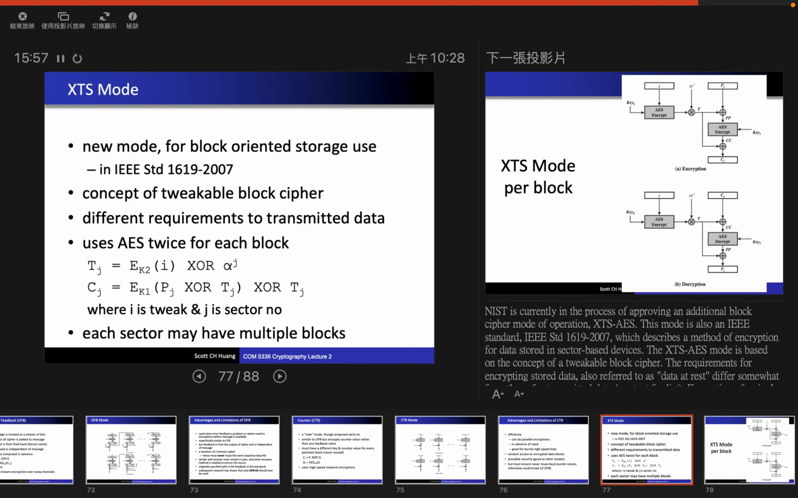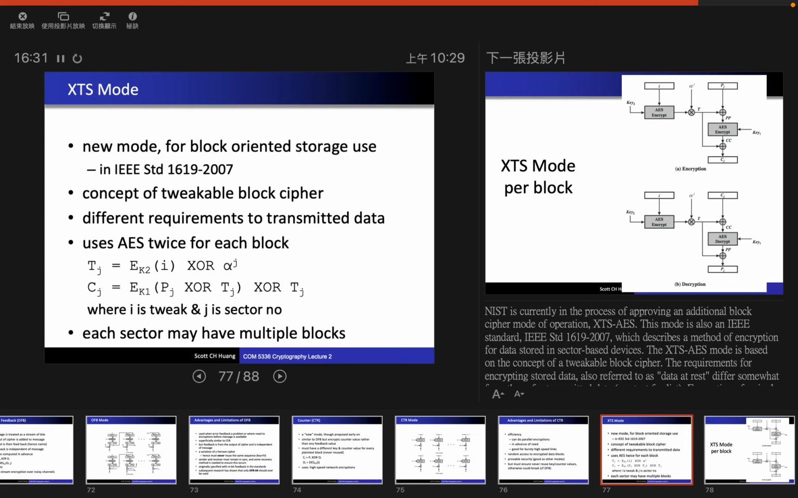Now let's take a look at the real mode. This is the mode used in the Transcend USB flash drive. It's called XTS mode. It's a new mode, less than 20 years ago, that's really new, right? Anything designed 20 years ago is new. Anything designed 10 years ago is designed yesterday. So this mode is new.